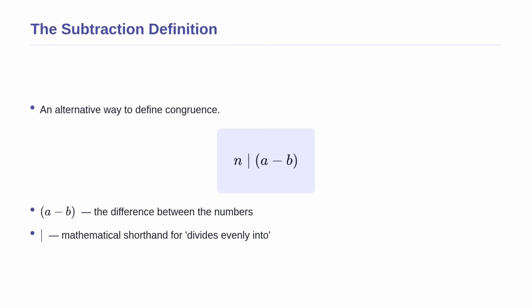This formula we just saw leads us to another incredibly useful way to define this relationship. If A and B leave the same remainder when divided by n, then the difference between A and B must be a perfect multiple of n. We write this as n divides A minus B. The vertical bar is mathematical shorthand for divides evenly into, with zero remainder. This is the most powerful tool in modular arithmetic. To check if two numbers are congruent, you just subtract them and see if the modulus divides the result evenly. If the modulus n gets larger, the distance between congruent numbers must also get larger.